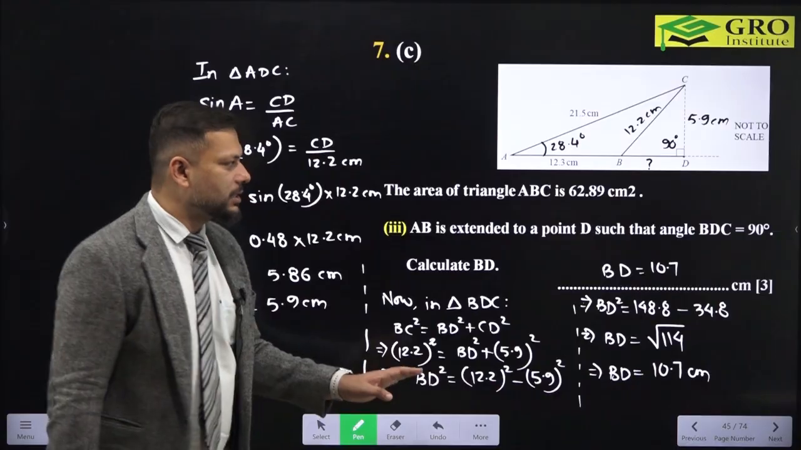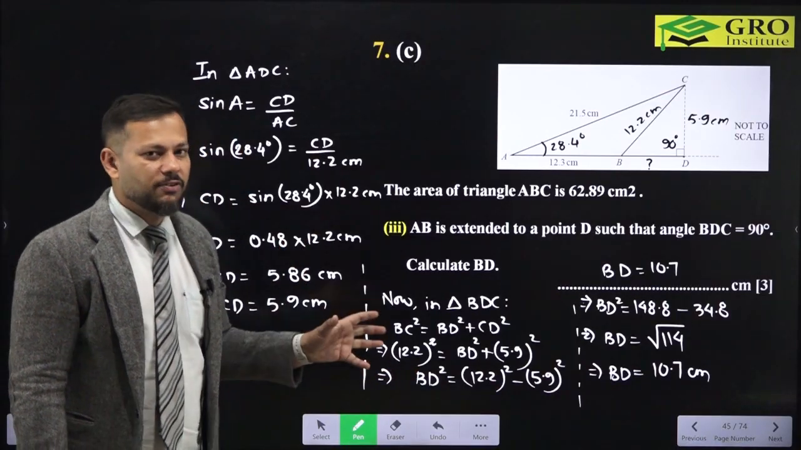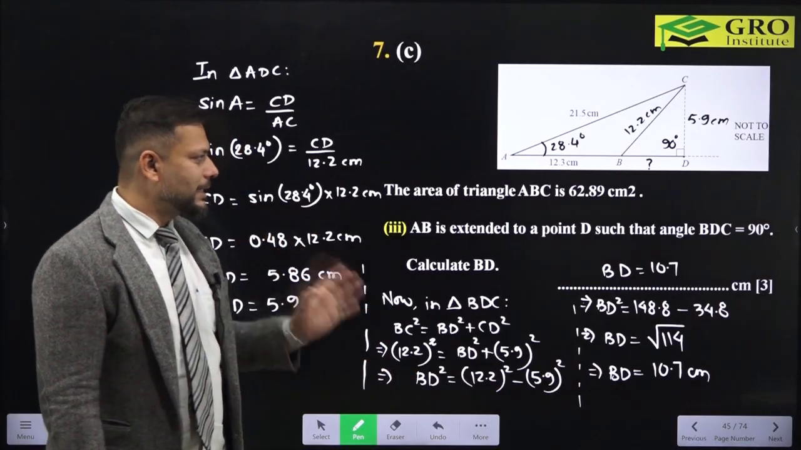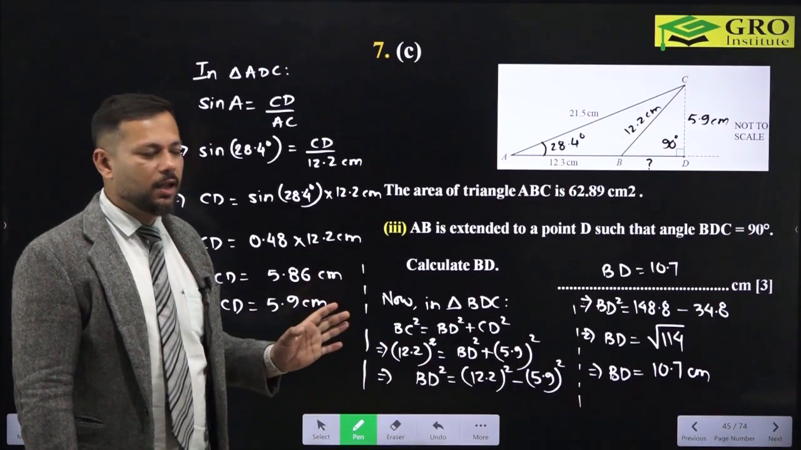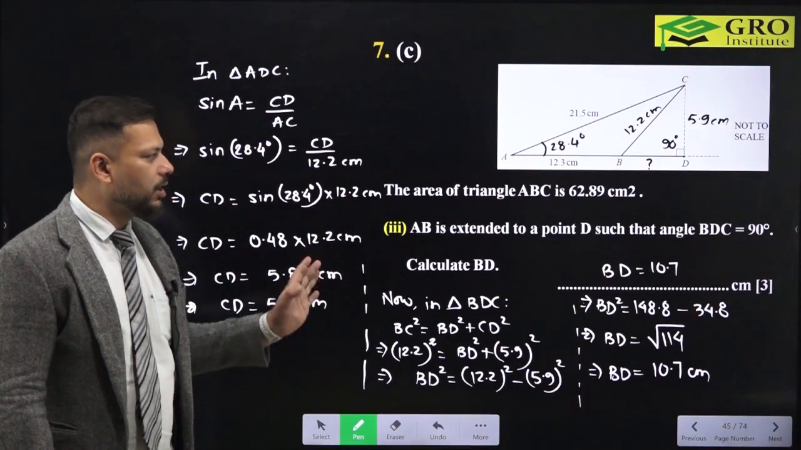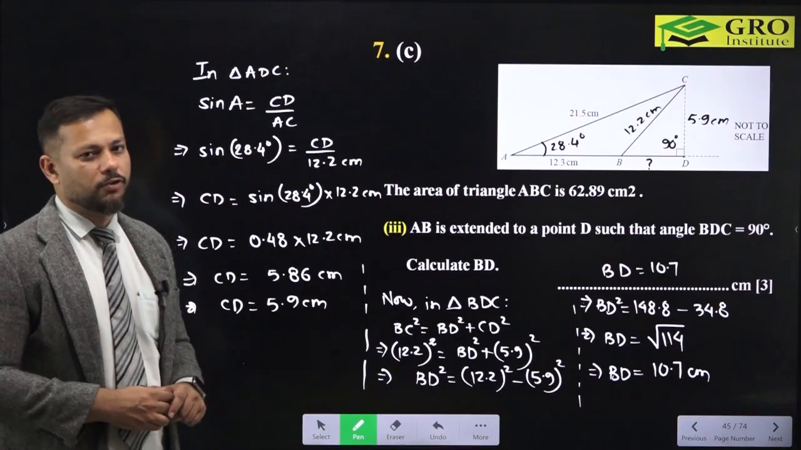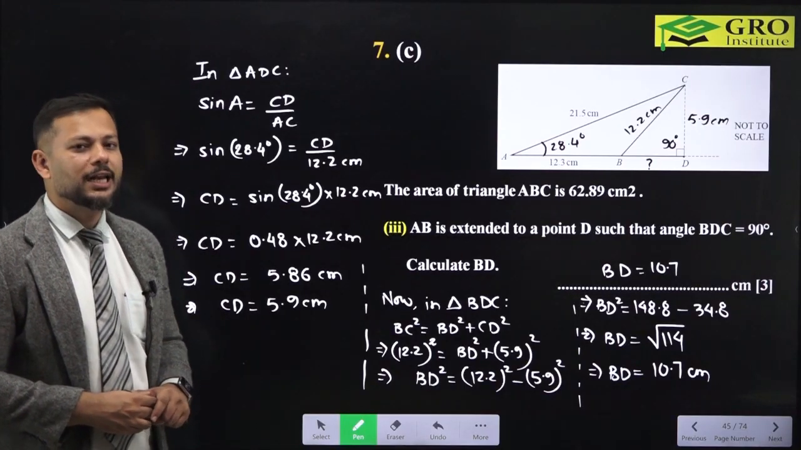So this is quite an interesting question. This question 7 covered all the concepts of the trigonometry as well as the triangle. That is what we have used, and we have got the required values. Note it down for your reference, and then we'll move to the next question.